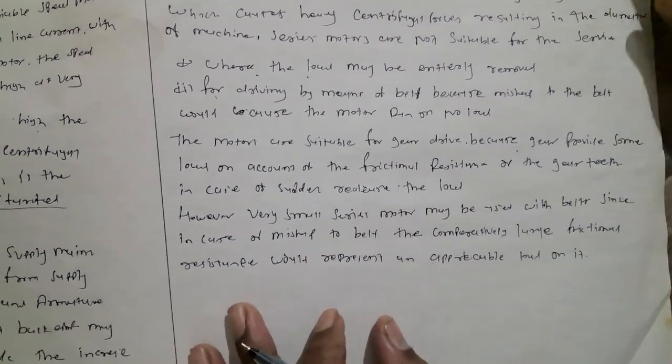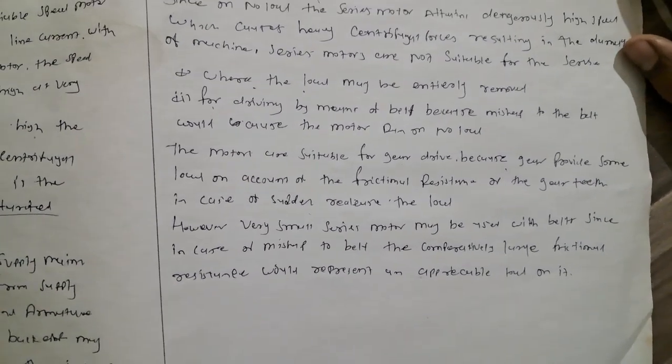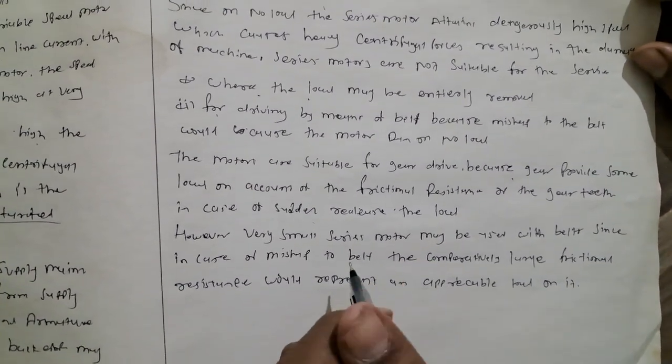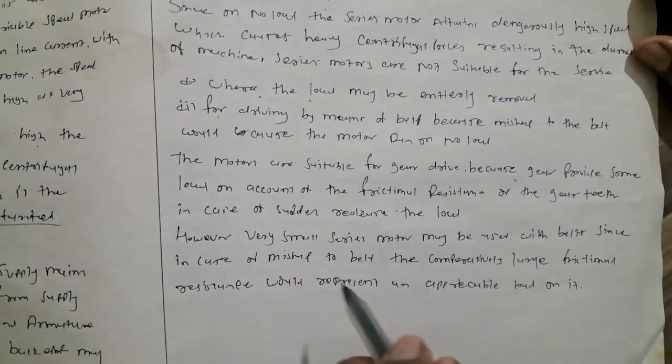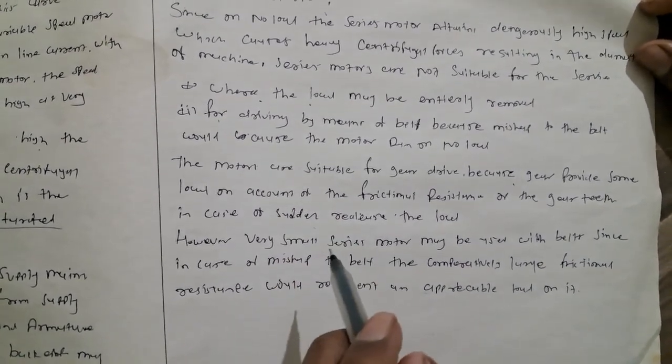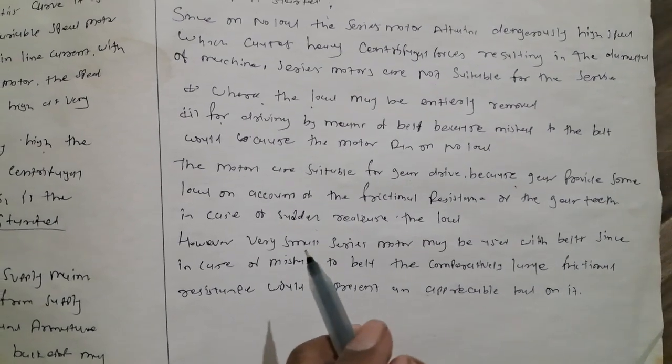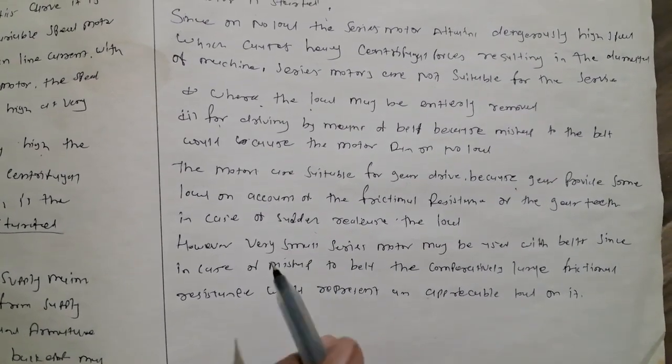Okay, so the minimum load on a DC series motor should be large enough to keep the speed of the motor within limits. In case the speed becomes dangerously high, the motor must be disconnected from the supply mains.